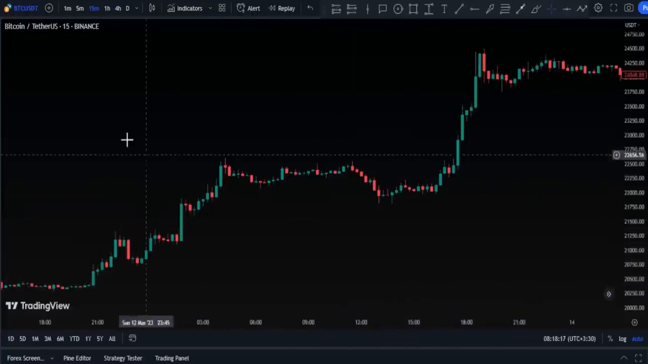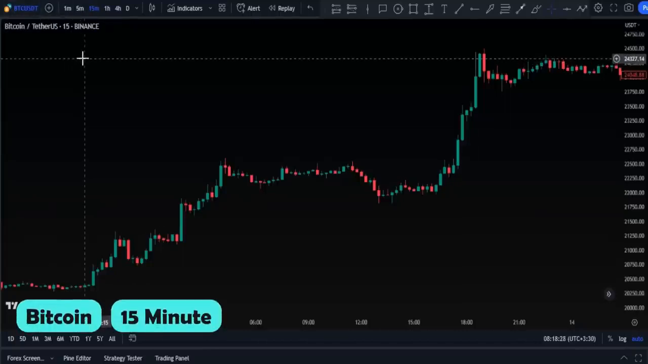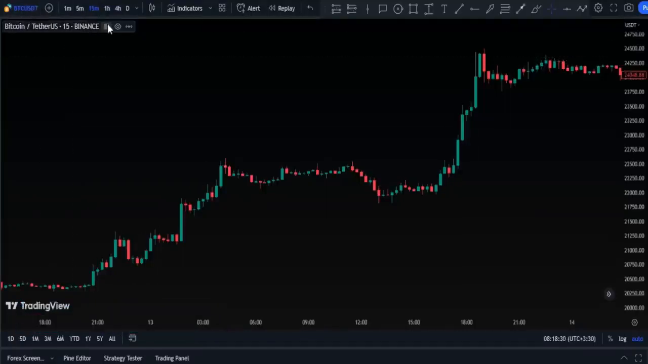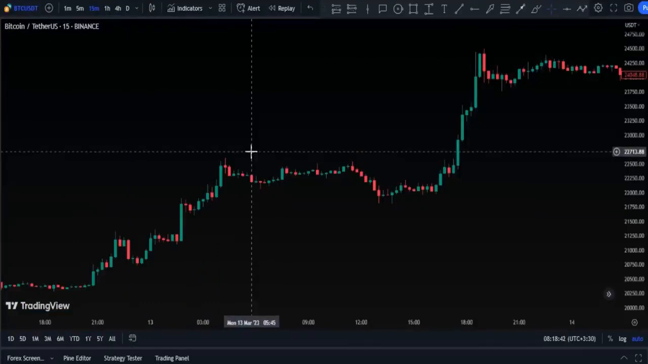Let's get right to today's strategy. First, we open TradingView platform. Just for the sake of showcasing the strategy, I'll be on the Bitcoin chart with the 15-minute time frame. But keep in mind that you can use this strategy in many other different charts with all the time frames as well. Now it's time to add the first indicator to our chart.